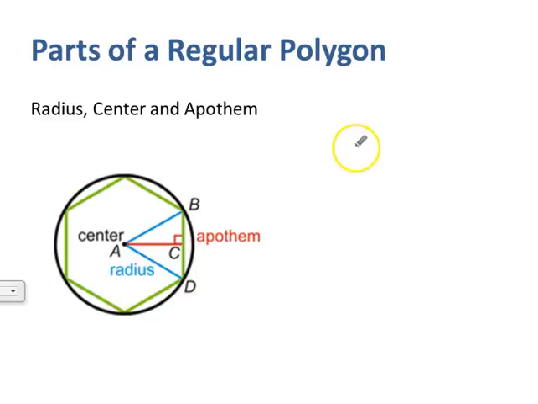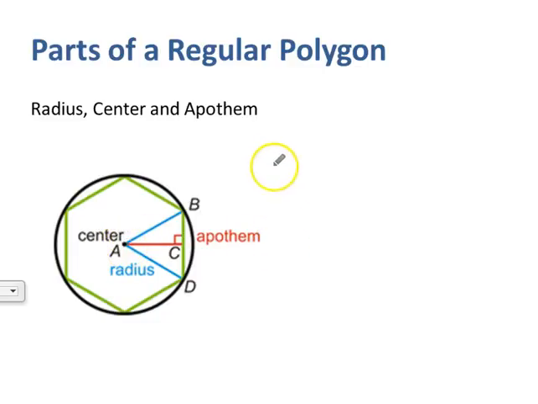So parts of a regular polygon. Now we're getting into section 2. So we've got a radius, which I know you guys have heard that term before, and a radius is when we start from the center and we go out to any side. So the radius is just starting at the center, and the line will go out to the side. So that's what a radius is. The center, again, is the very center of our figure.